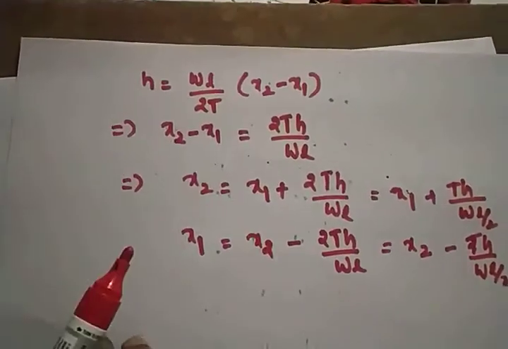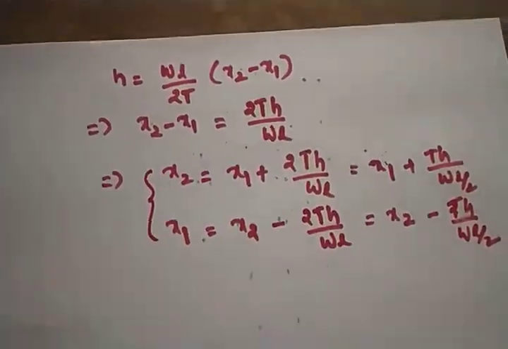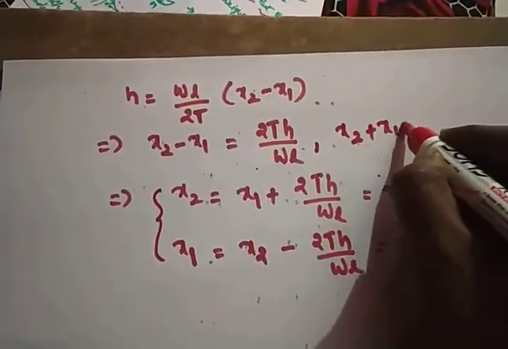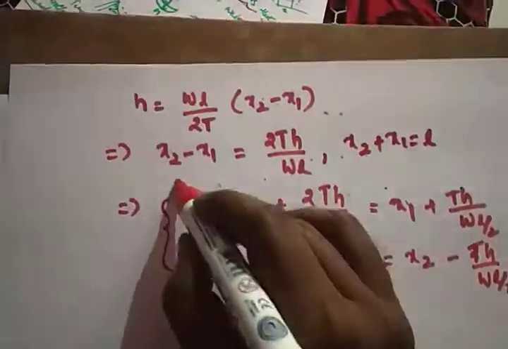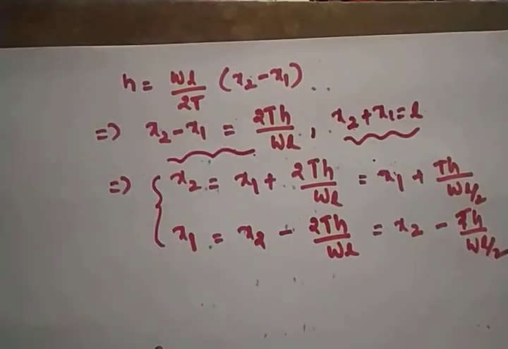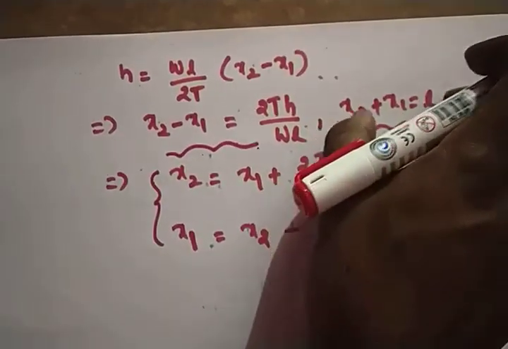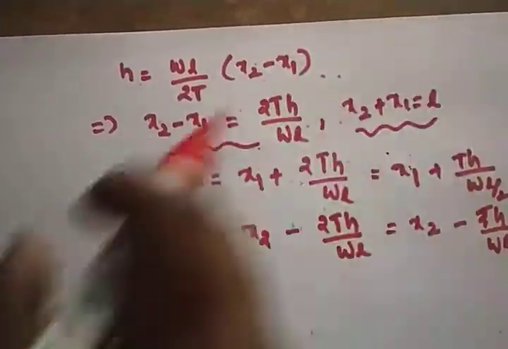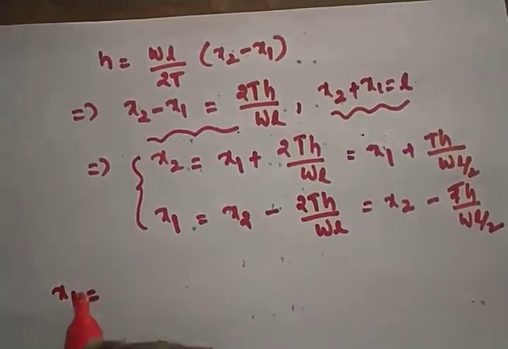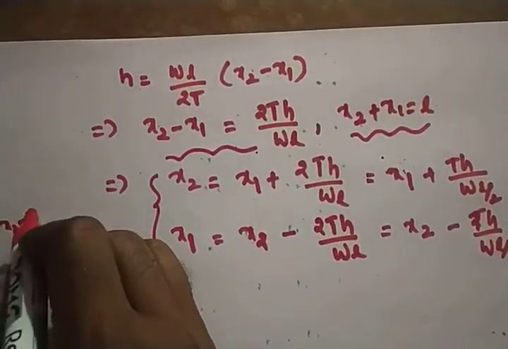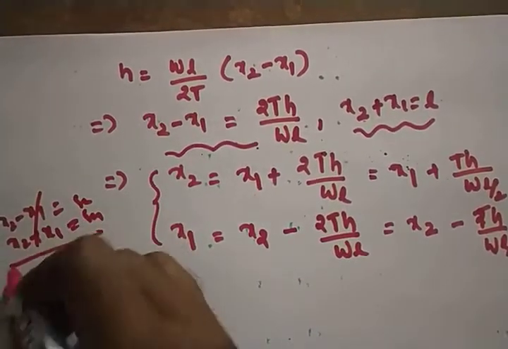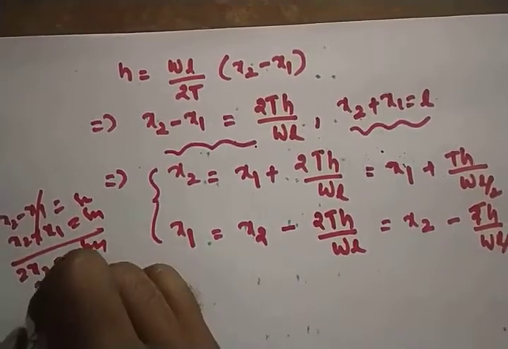So this is one way to find x2 and x1. After that, you know x2 minus x1 is something, and x2 plus x1 is equal to L. These two equations you know, right? So with this you can find out x1 and x2. If you add them, you will get 2x2, so from the sum you will calculate the x2 value.